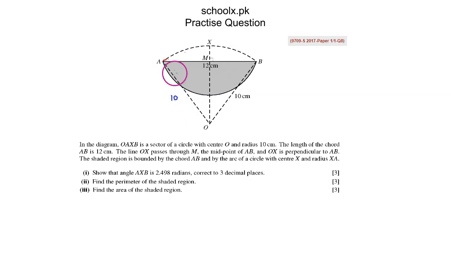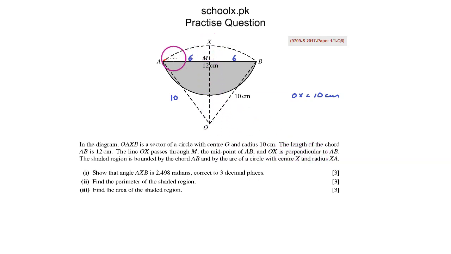Right, because of the radius. And hence OX will also be 10 centimeters. Alright. The length of the chord AB is 12 centimeters. The line OX passes through M, and M is the midpoint of AB. So AB is 12, hence AM will be 6 and MB will be 6 centimeters. OX is perpendicular to AB.